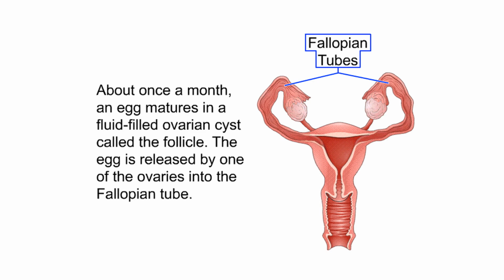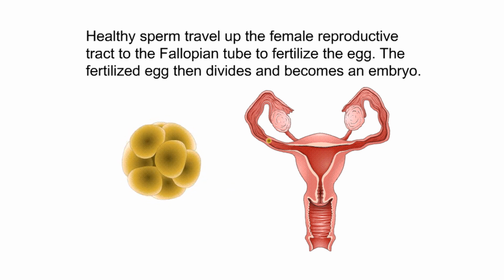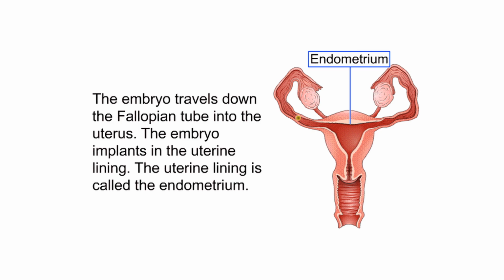About once a month, an egg matures in a fluid-filled ovarian cyst called the follicle. The egg is released by one of the ovaries into the fallopian tube. Healthy sperm travel up the female reproductive tract to the fallopian tube to fertilize the egg. The fertilized egg then divides and becomes an embryo. The embryo travels down the fallopian tube into the uterus.